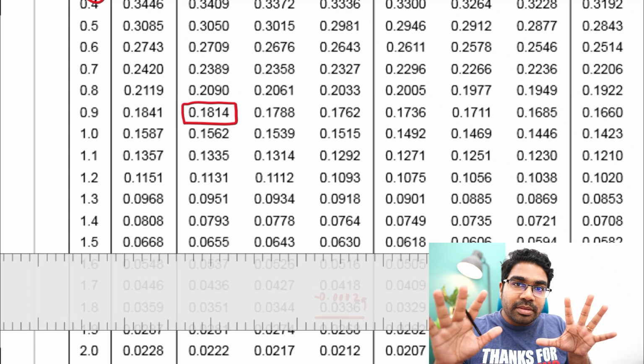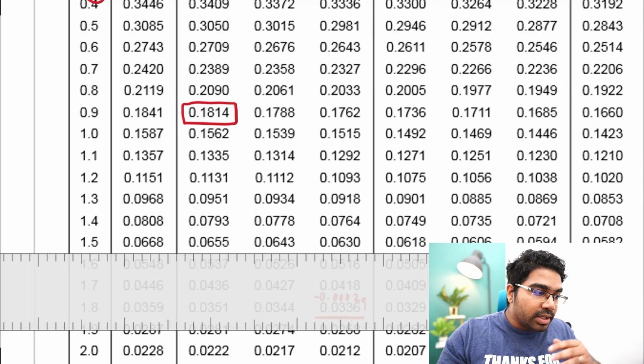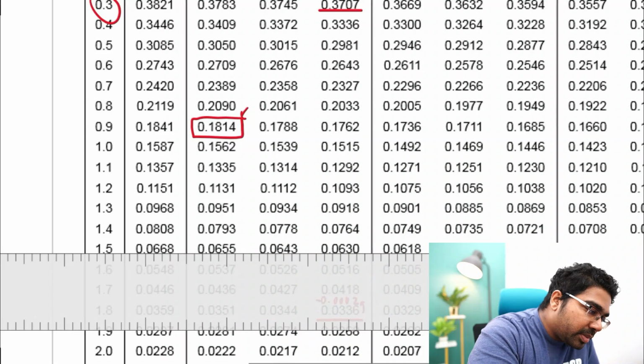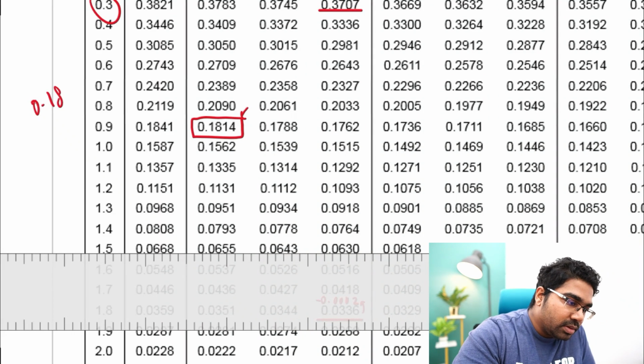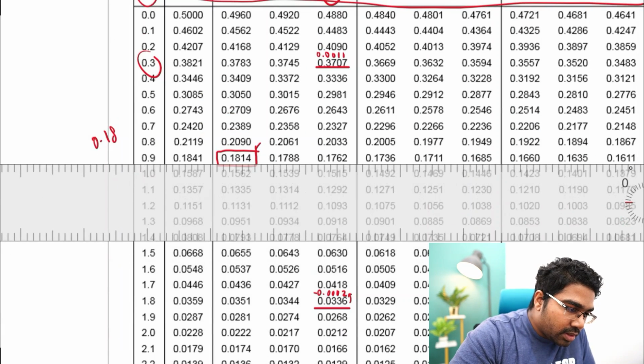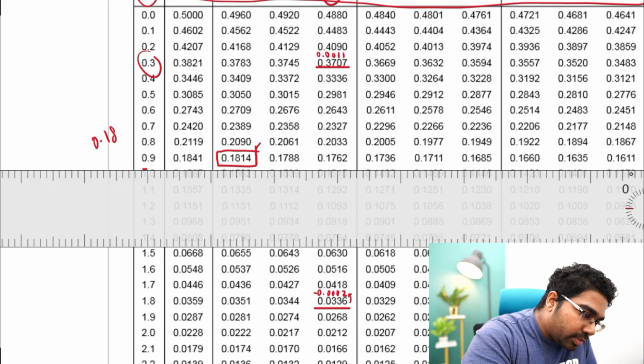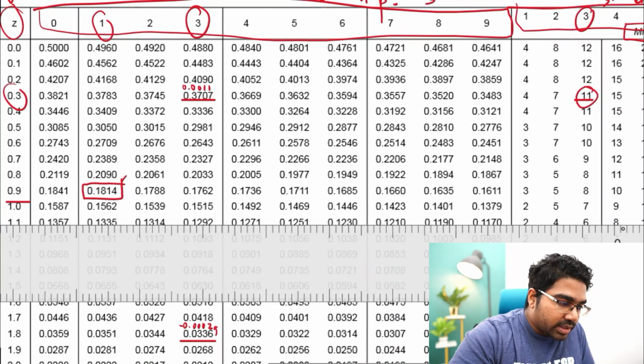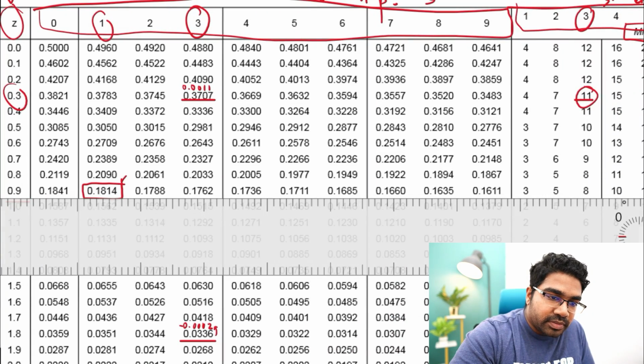Everything else inside the table, all the data is probability. So this is what we are going to get. We want to get as close as possible. Remember, our target is 0.18. So we want to get as close as possible. So we know it has to be 0.91. Now we have to decide what we are going to subtract from this value.